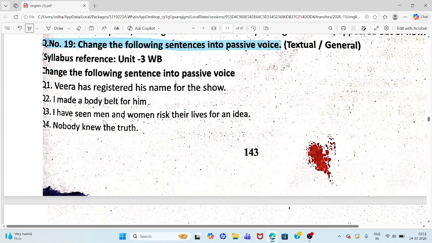Question 3. I have seen men and women risk their lives for an idea. Answer: Men and women have been seen risk their lives for an idea. Question 4. Nobody knew the truth. In passive voice, the truth was not known to anybody. Nobody changed to anybody.